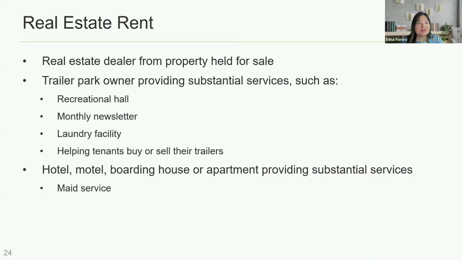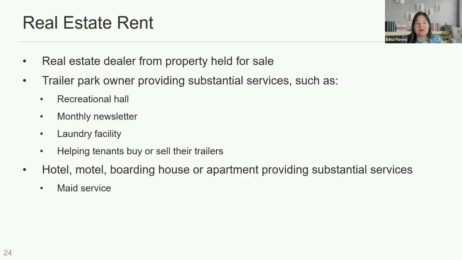We're going to look also at real estate rent. We may see this happen from time to time. We've got a real estate dealer from the property that's being held and they're paying us rent. You might be a trailer park owner that's providing additional services besides just the rent, like a recreational hall, or you're providing a newsletter, you're taking care of the laundry facility, or you're helping their tenants buy and sell trailers. So those are going to be services that might be considered real estate rent that we need to look at.